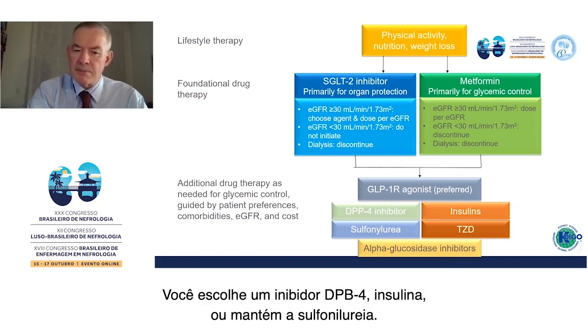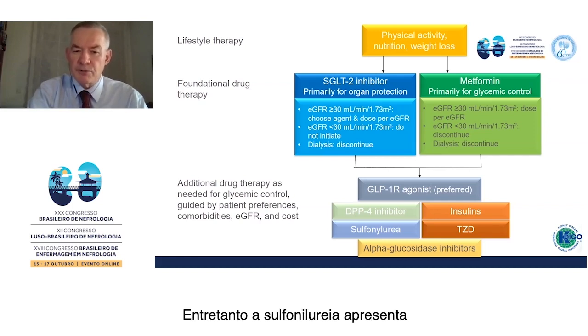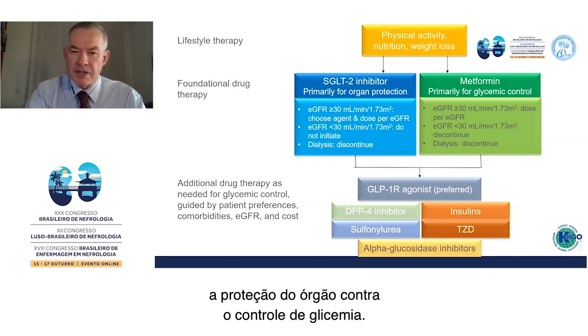You choose a DPP-4 inhibitor, you go on insulin, or remain on sulfonylurea. However, sulfonylurea goes along with a higher risk of hypoglycemia than, for example, DPP-4 inhibitors or SGLT2 inhibitors. So that's the main message: organ protection versus glycemic control.